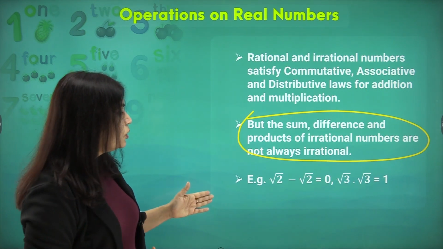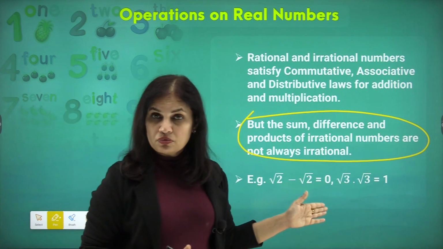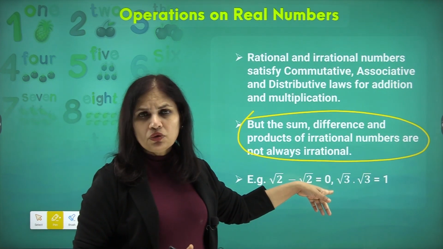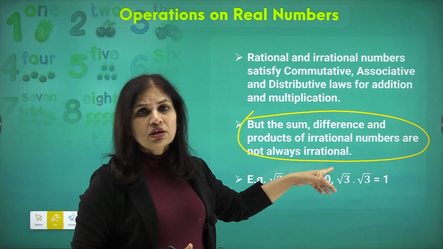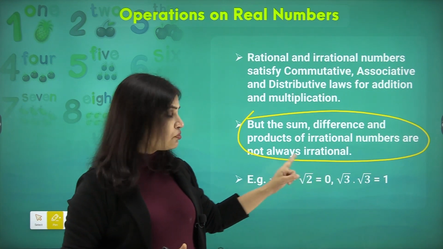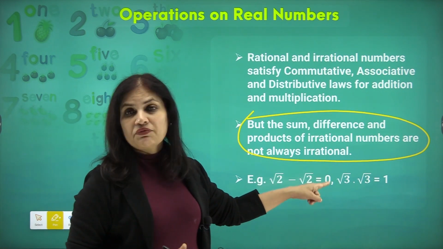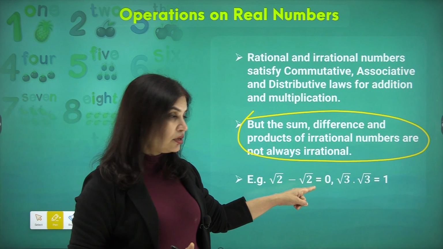For example, root 2 minus root 2. It's a difference of two irrational numbers, but is it giving you an irrational number? No, it is giving you a rational number. Root 2 and root 2 both are irrational numbers, but their difference is giving you a rational number.